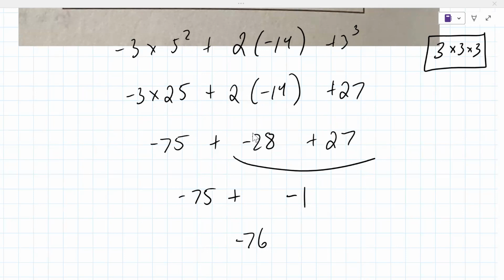I do have to explain, but the key here is negative 28 plus 27 is -1. The reason is when they're opposite in sign, in this case a negative and a positive, the sign comes from the one that's further from zero. Negative 28 is further from zero than 27, so this is negative, and then you take the larger number 28 and subtract the smaller number 27, which becomes 1.